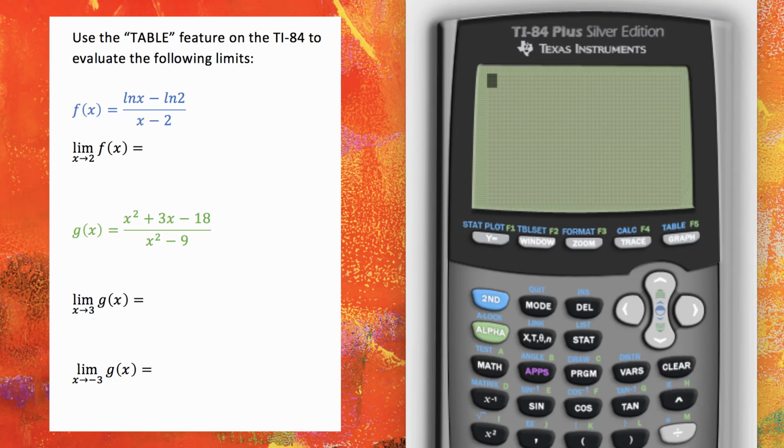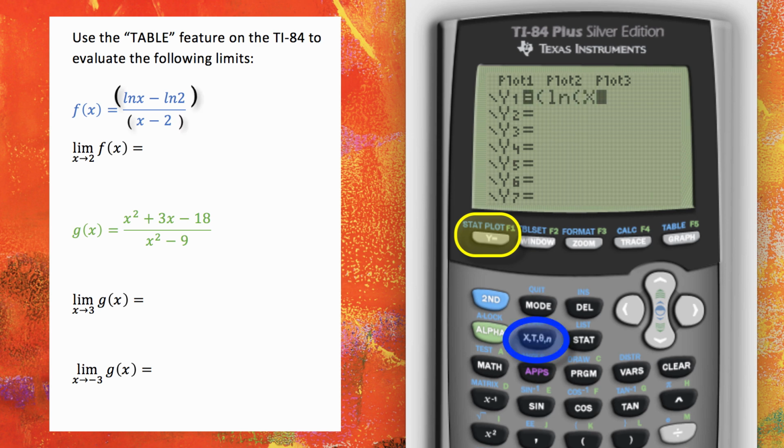In this video, I'm going to go over how to use the table feature on the TI-84. Specifically, I'm going to show how to evaluate limits using the table, starting with f of x. To input my function, I'm going to use the Y= button on the calculator.